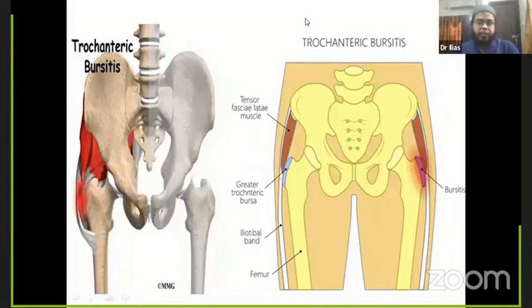Another picture is showing the trochanteric bursitis. You see the trochanteric bursa is there. I think you can see the movement of the cursor, and the bursa is inflamed and a bit swollen over here. And here on the right hand side, I'm showing the exact pathology of the bursitis, and the patient will feel the pain over there.